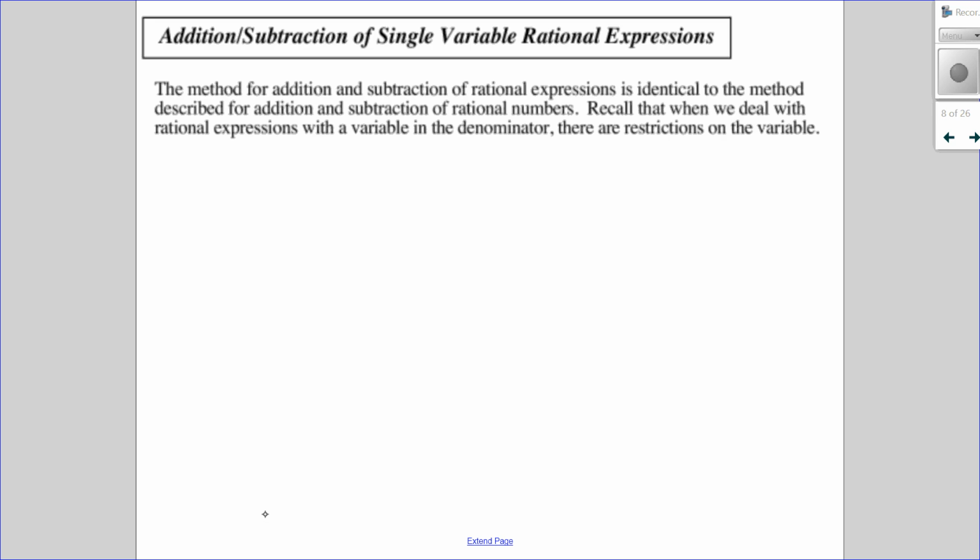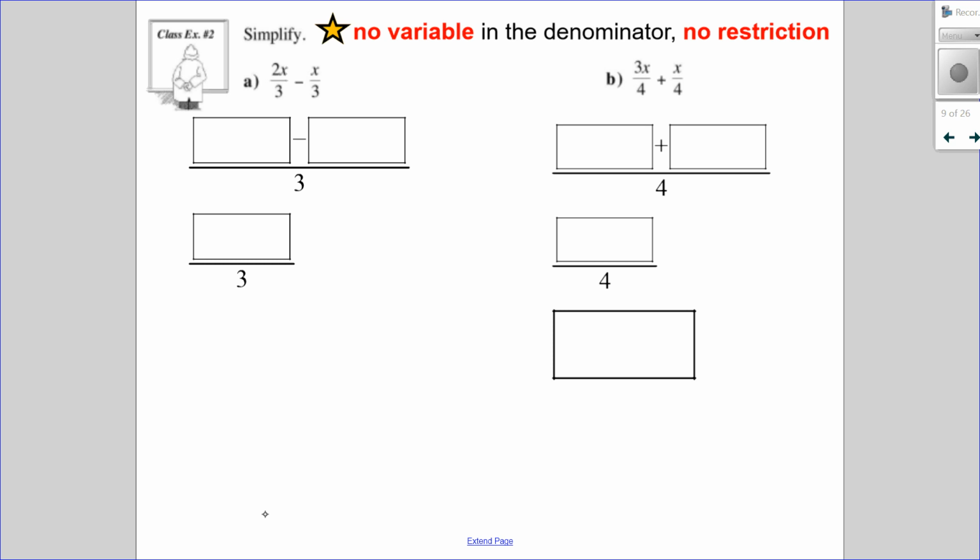Okay, so the same process is going to happen when I have variables, okay? The only thing I have to do now is just pay attention to any restrictions. Am I dividing by 0? So looking at this one here, I'm dividing by 3 and dividing by 4. There's no variable, so there's no restriction.